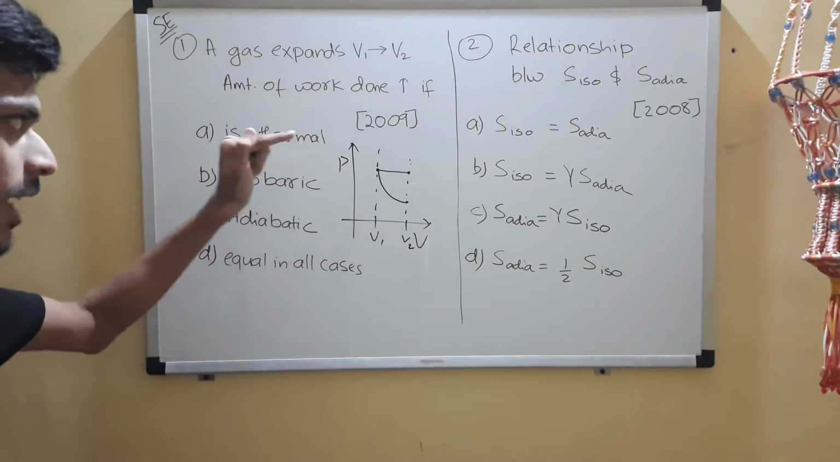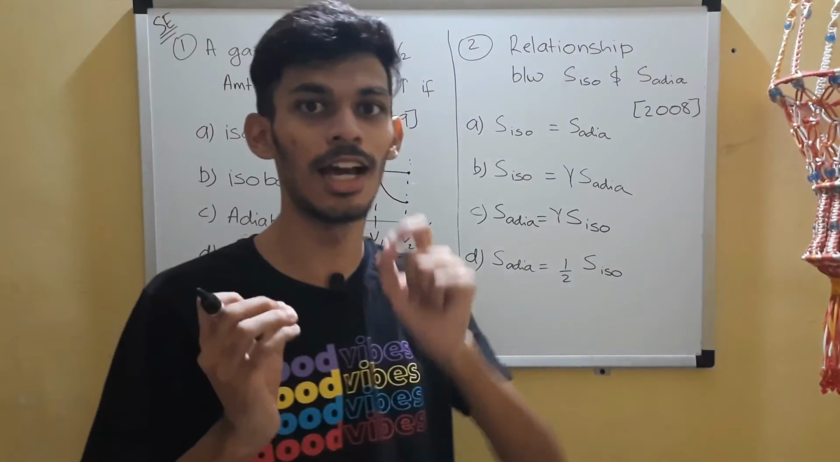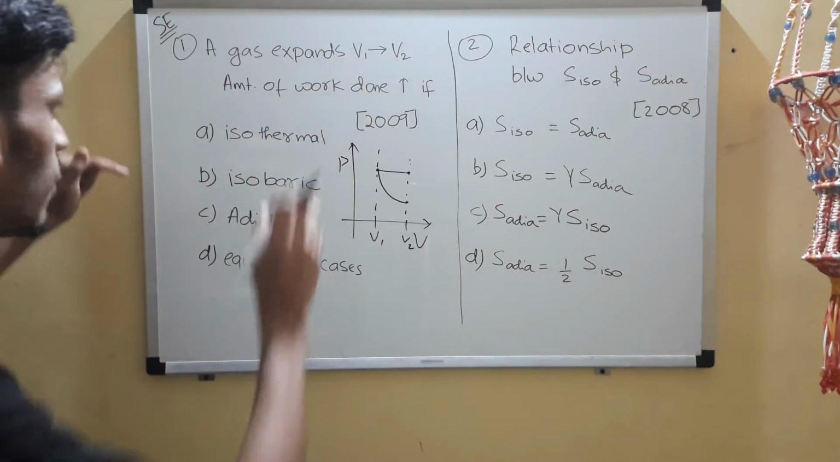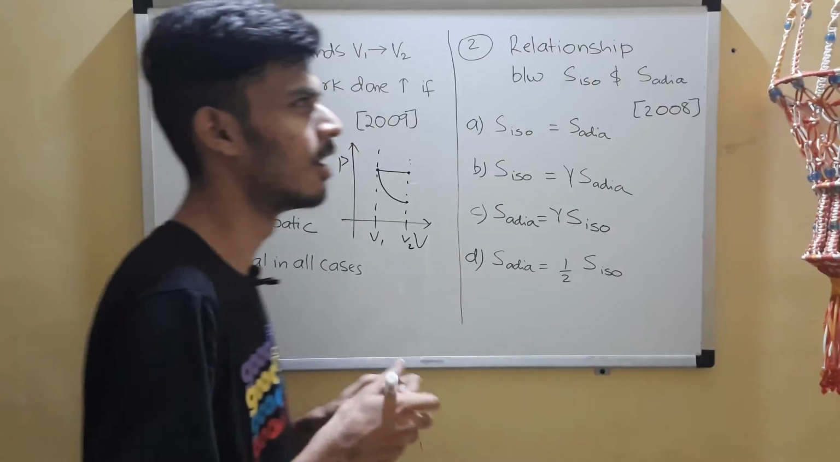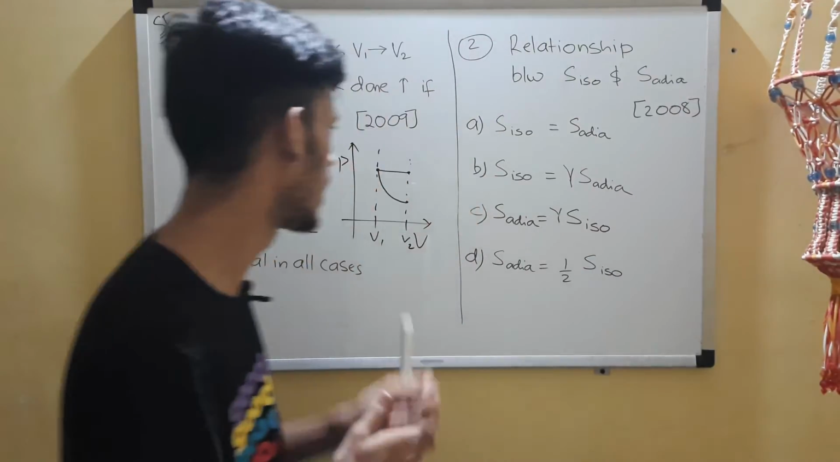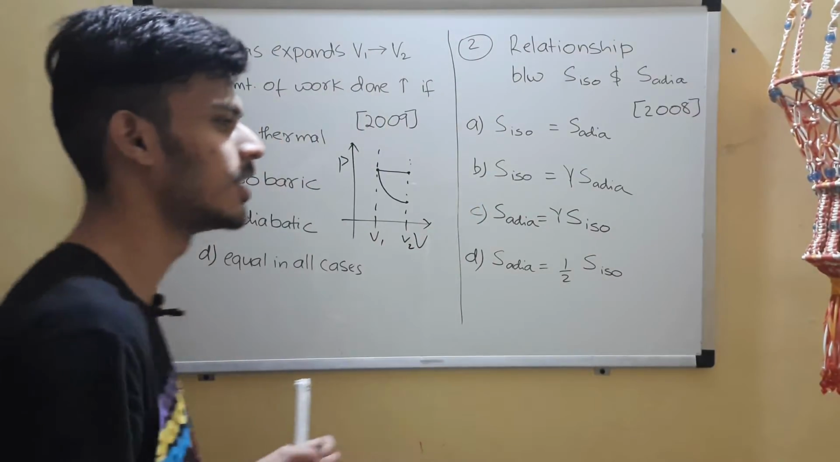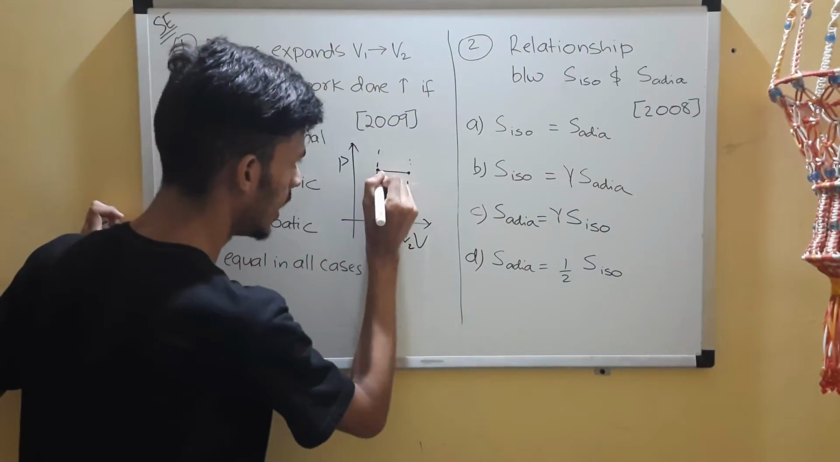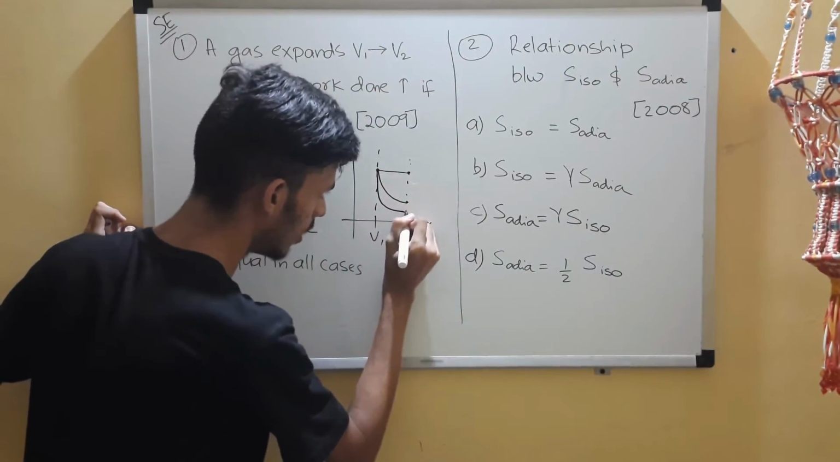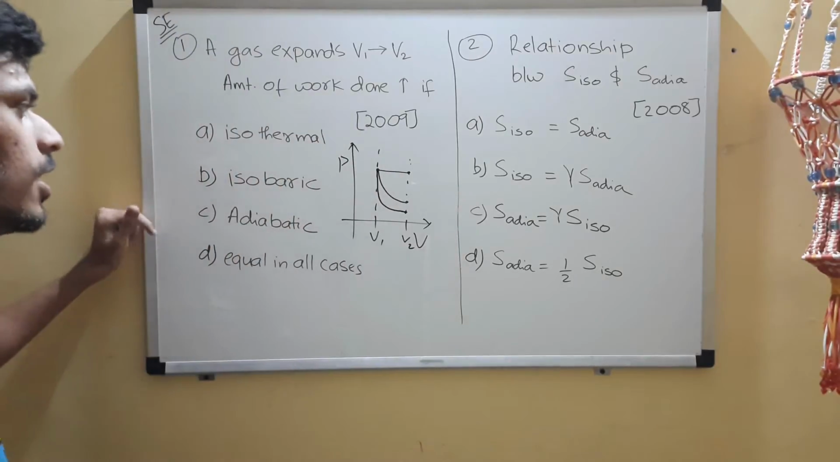Remember now that the area under each of these curves gives their respective work done. And now for adiabatic, we know that it will also be a curve like the isothermal one. Only difference is the fall will be more rapid. So for the adiabatic one, similar to the isothermal one, but the fall is more rapid.